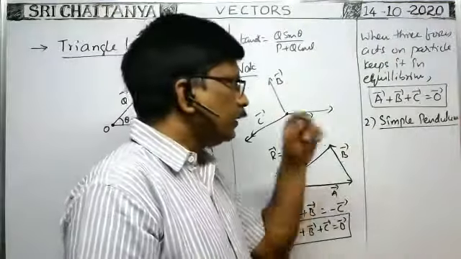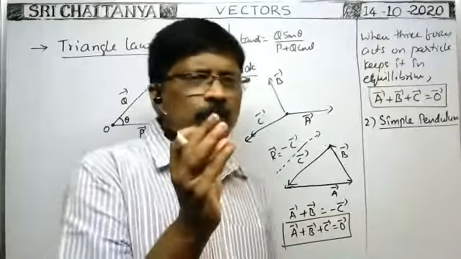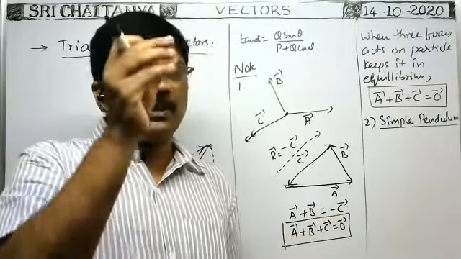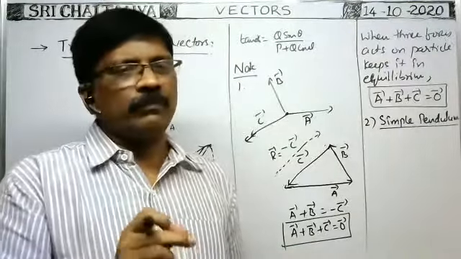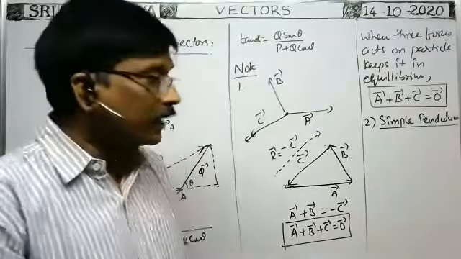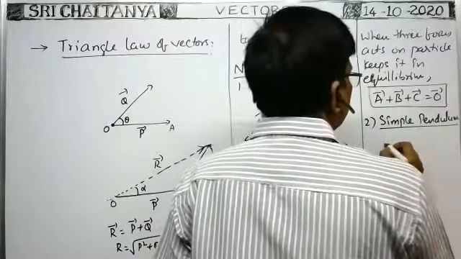Right. Next, simple pendulum. Suppose you take a small sphere and suspend it by means of a light inextensible string on a rigid support. Then that arrangement is called the simple pendulum.